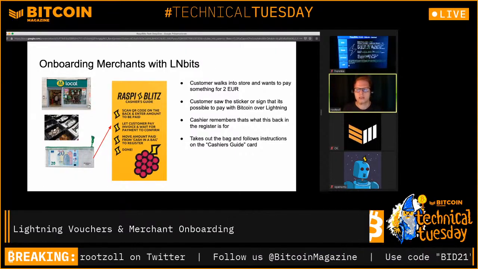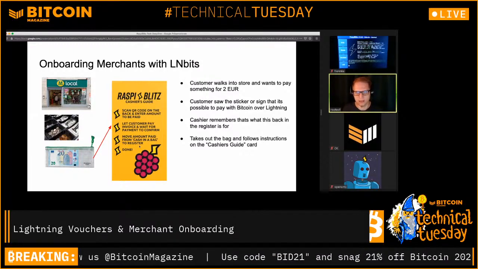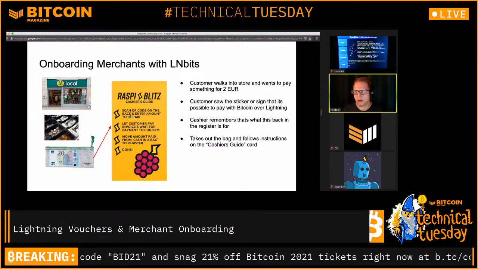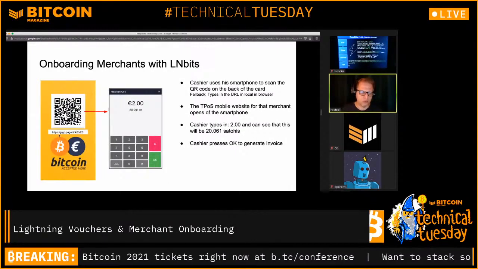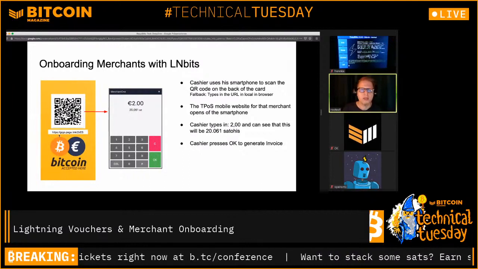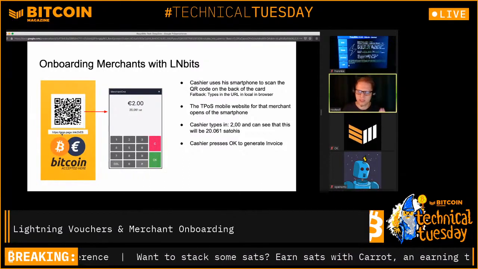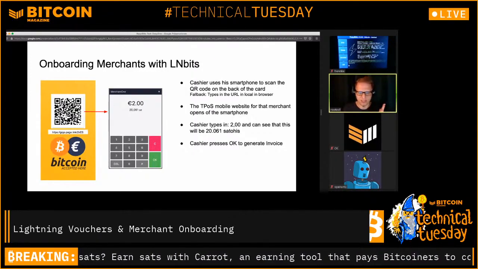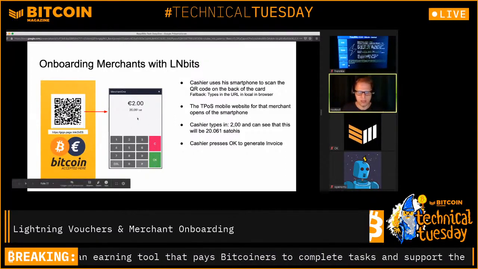Okay, I get it. So he takes this bag out of the register, takes out the cashier's guide card and just follows the steps written on there. Scan the QR code on the back and enter the amount to be paid. So, next step, you turn the card, you scan the QR code. Here again, it's the fallback if the scanning is not working. What we have now is the cashier has a smartphone and has opened this TPOS, the website that is served from our Raspberry Blitz, and just enters the amount, like, okay, 200.